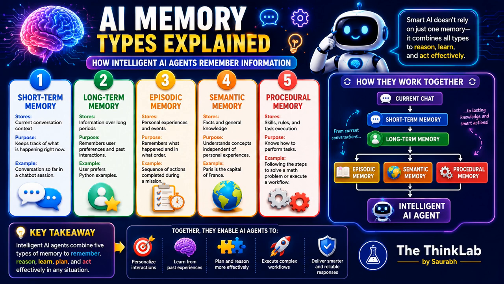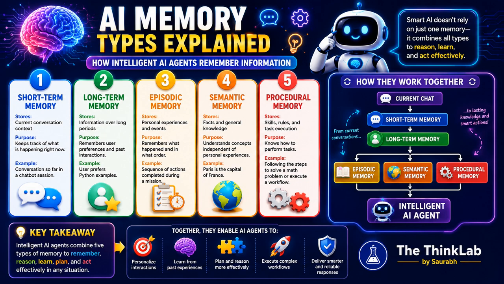In this video, we will understand the five major types of AI memory, that is short-term memory, long-term memory, episodic memory, semantic memory, and procedural memory. So by the end of this video, you will understand how these memory systems work together to make AI smarter, more reliable, and more useful. So let's begin.